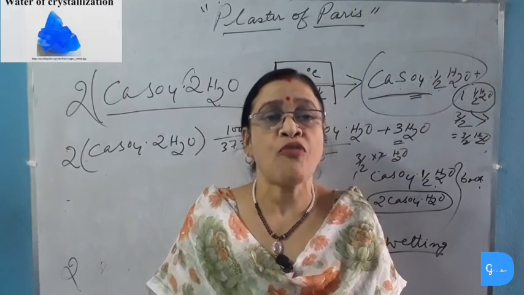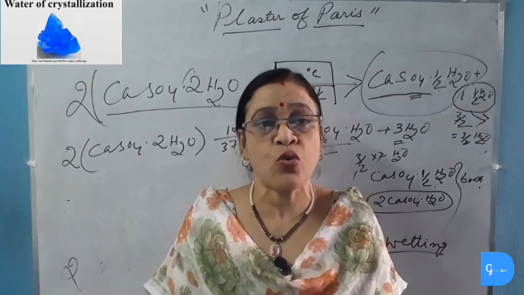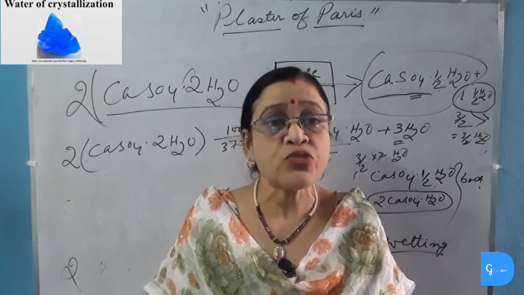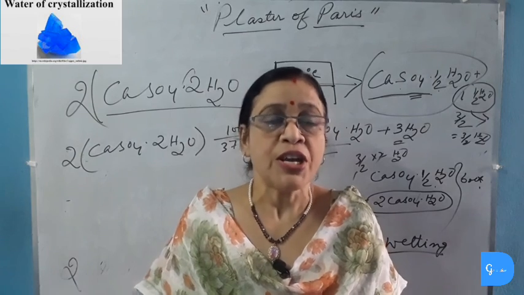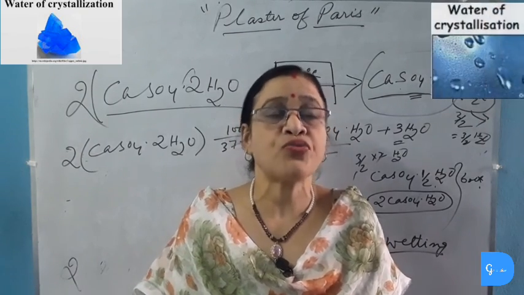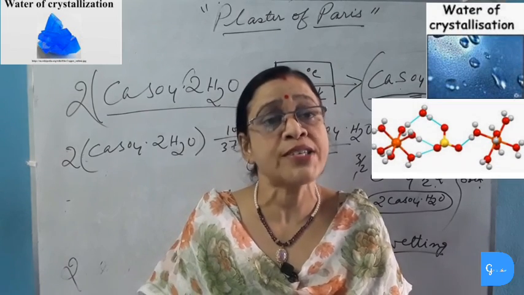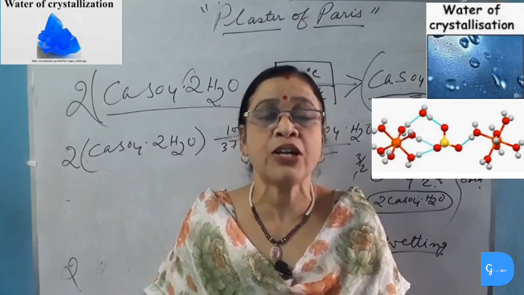The fixed molecules of water which are present in one formula unit of some salt is known as water of crystallization. This water of crystallization is an essential part of the structure of the salt. It is not free water and so it does not wet the salt. The salts which have water of crystallization are known as hydrated salts. This water of crystallization imparts structure and color to the salt.